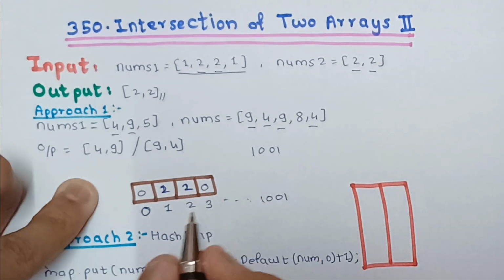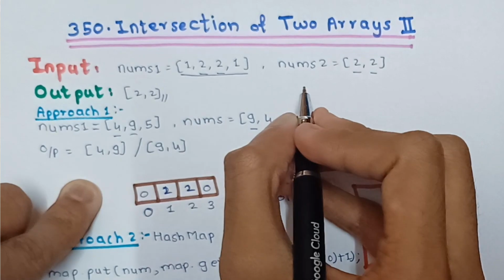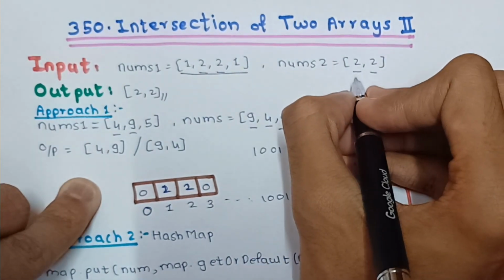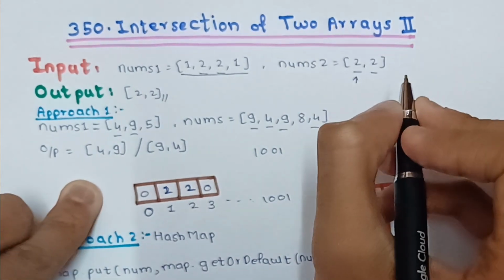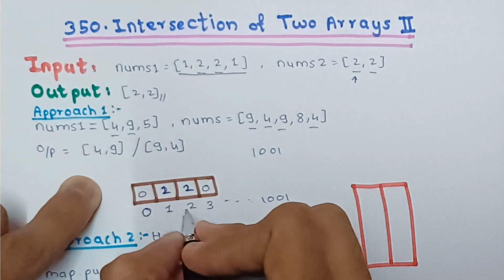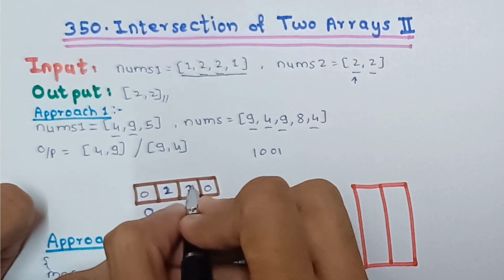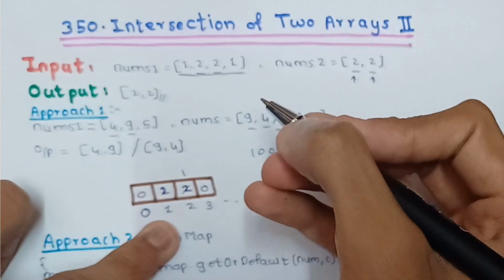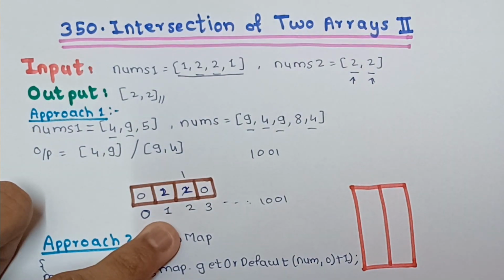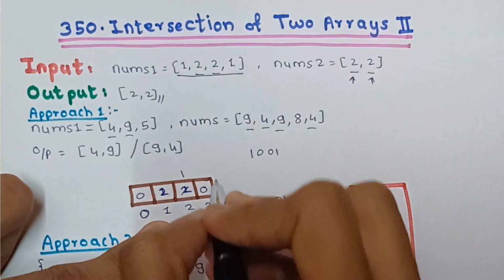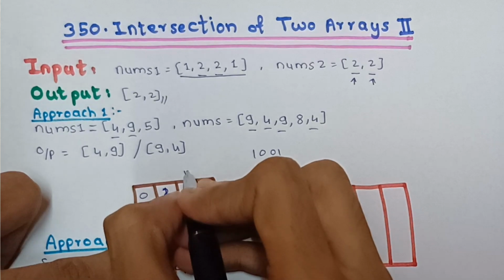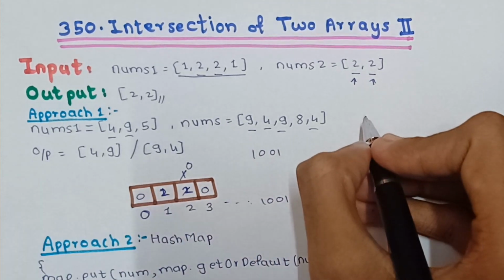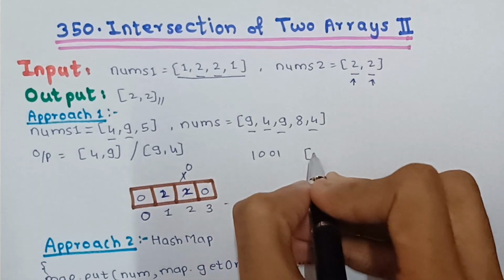Now again we have to traverse through the nums2 array. While traversing, we will point at the first element in the nums2 array. Here is 2, we will find the 2 in the frequency array and we will decrement its frequency, so now it will become 1. Again we will find the 2 in nums2 and in the frequency array. It is not 0, so again it will be decremented. Now we will create one new result array and store 2 comma 2.